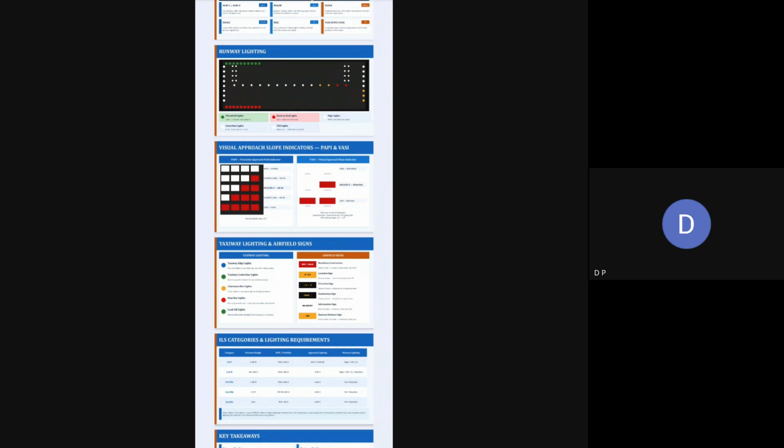PAPI has four lights, two white and two red on slope. All white means too high, all red means dangerously low. VASI uses two bar rows, upwind and downwind; red over white means on glide path.